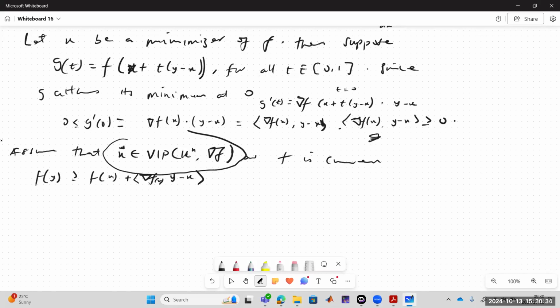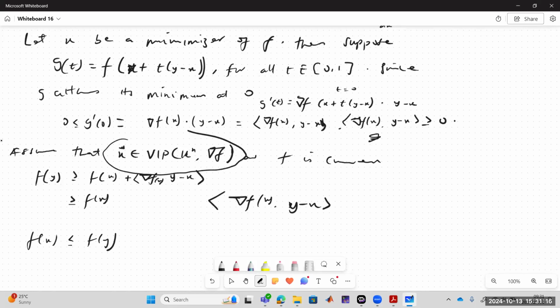So if that is greater than or equal to 0, we mean f(y) will be greater than or equal to f(x). So f(x) is less than or equal to f(y). Y is arbitrary, so x is the minimum. So x being a solution to this implies x is a minimum of the function. We have already proven that if x is a minimizer of a function, then x solves the variational inequality with the gradient of the function itself as the cost mapping.